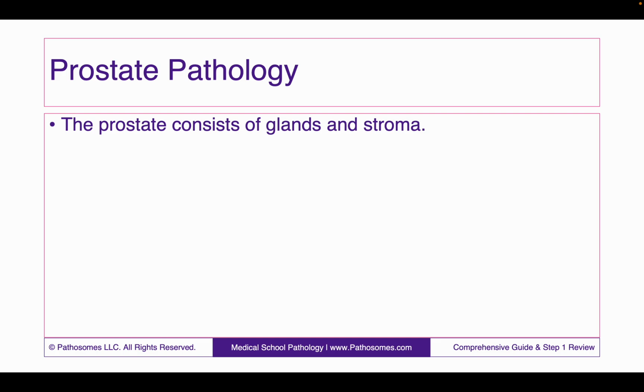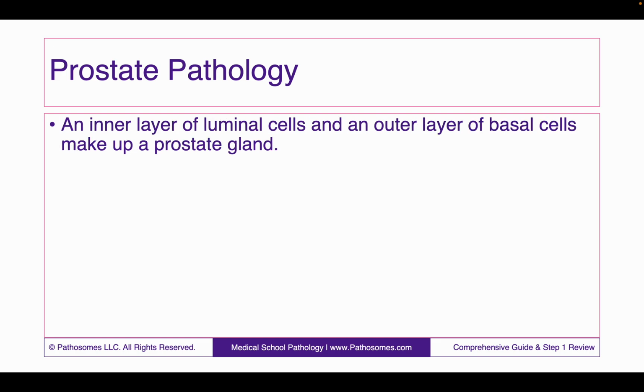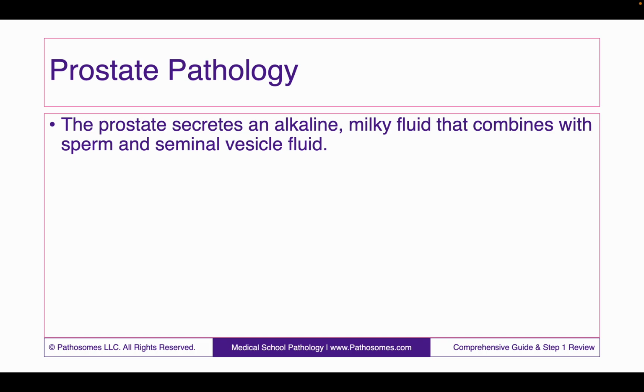The prostate consists of glands and stroma. An inner layer of luminal cells and an outer layer of basal cells make up the prostate gland, right? It's a gland, so the prostate secretes some sort of fluid. What's that fluid? It's an alkaline, milky fluid that combines with sperm and seminal vesicle fluid.